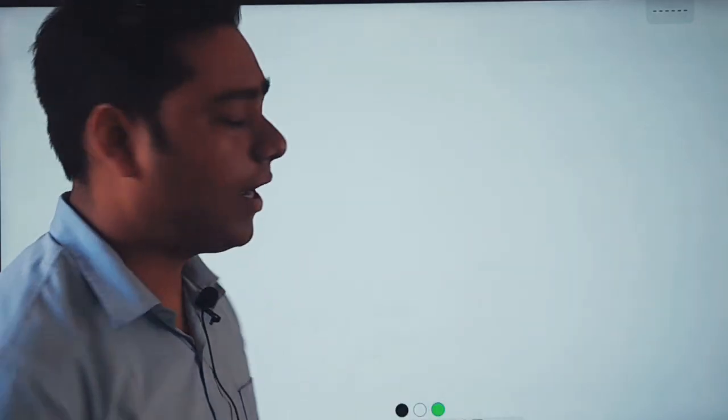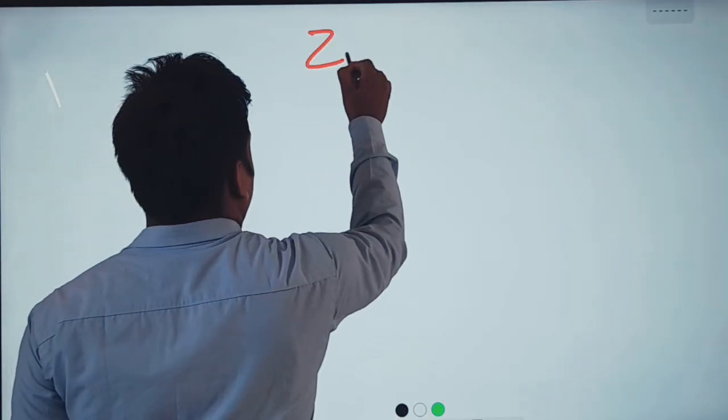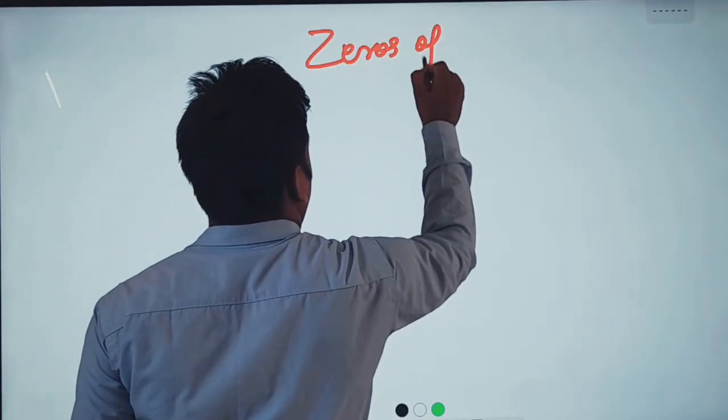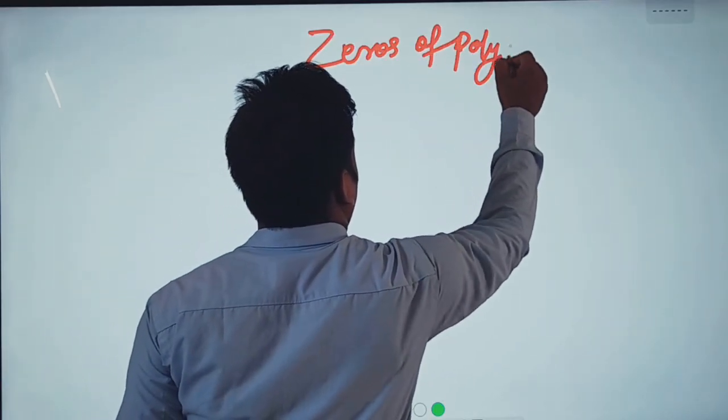In this video, we will learn zeros of polynomial. Okay, zeros of polynomial is the value which make polynomial equal to 0. That is called zeros of polynomial. See the board, okay? Zeros of polynomial.